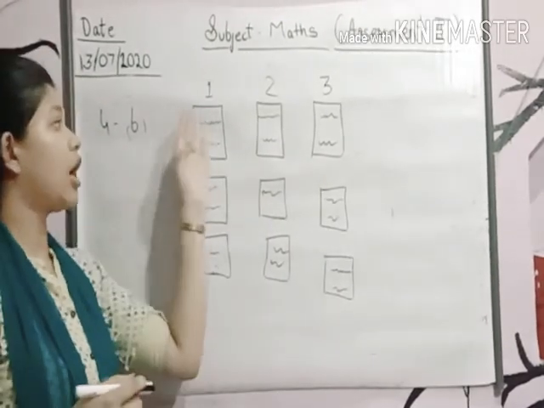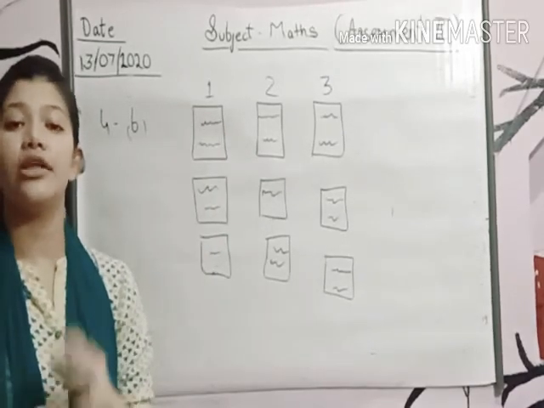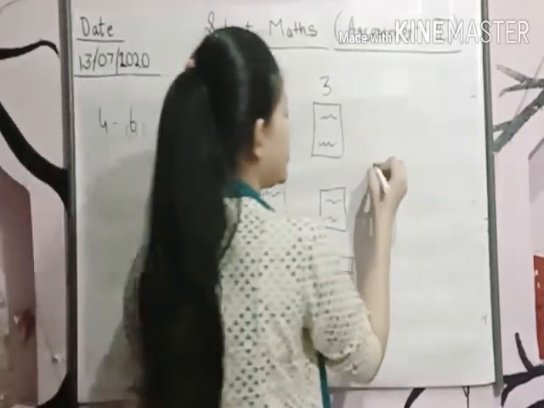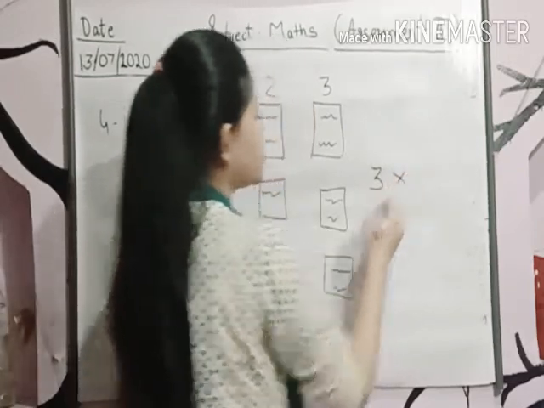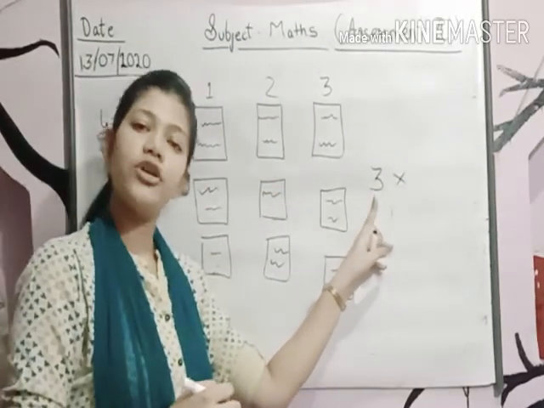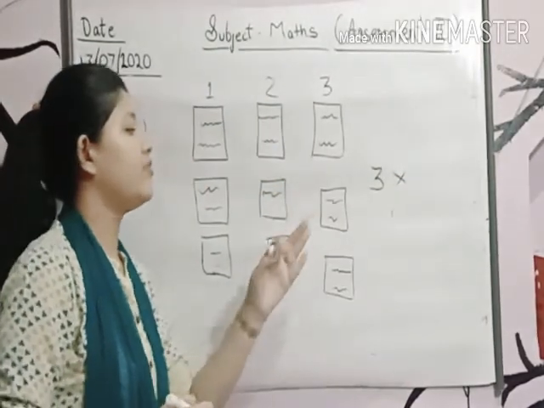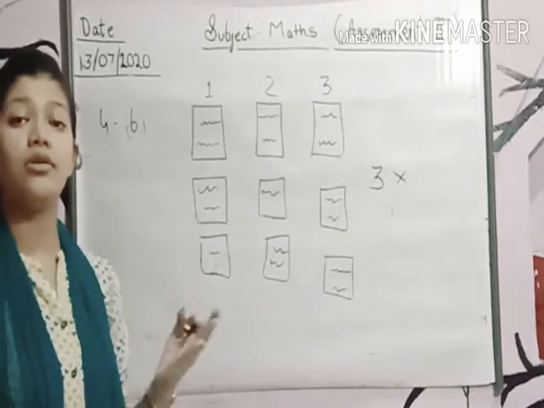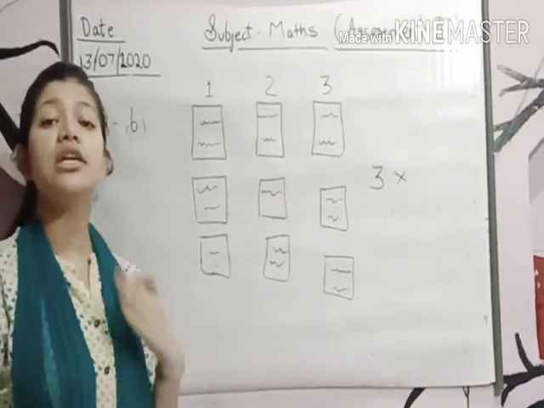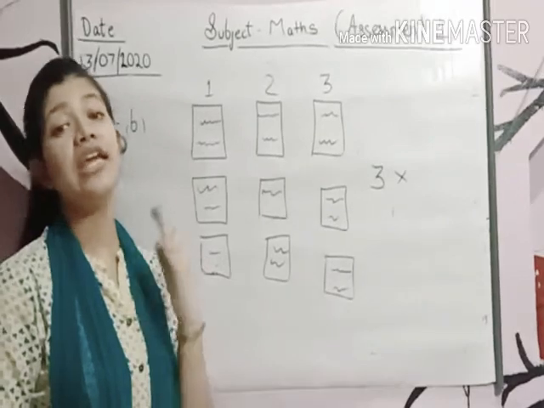Why? Because how many total groups are there? 3. So first factor tells us the number of equal groups. So we will write 3 as the first factor. Now second factor, what will be our second factor? Second factor tells us how many are there in each group.